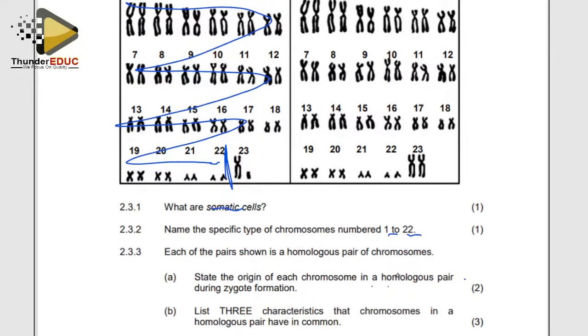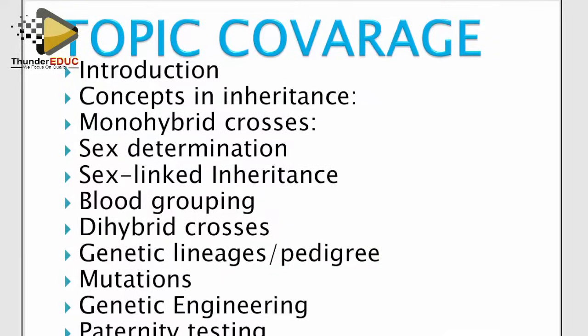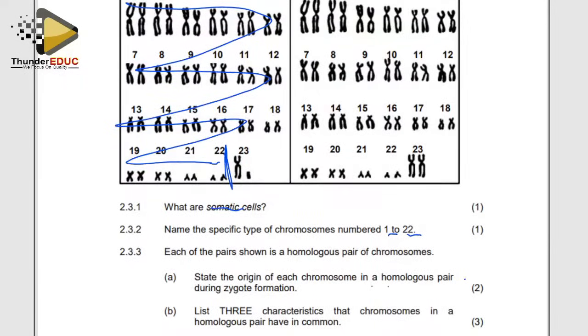Obviously, one will come from the mother and one will come from the father. What are stem cells? We'll talk about them, né? Because that is genetics, and genetics is our next topic. We're just finalizing with the meiosis. And then they're saying, state the origin. One chromosome comes from the father, and one chromosome comes from the mother.